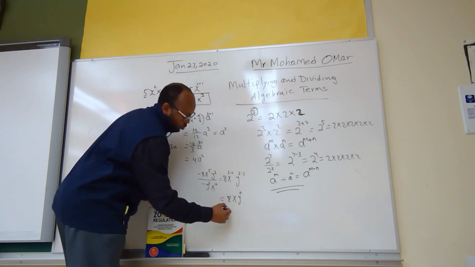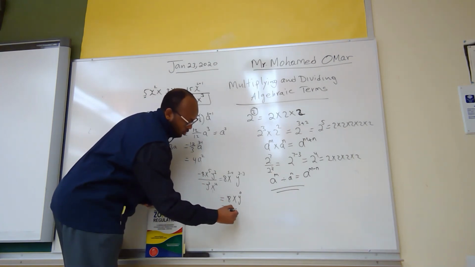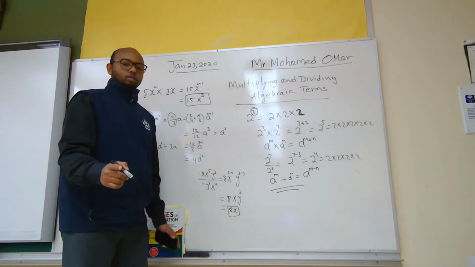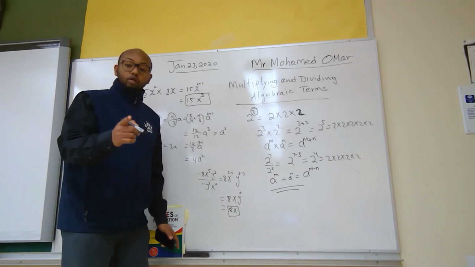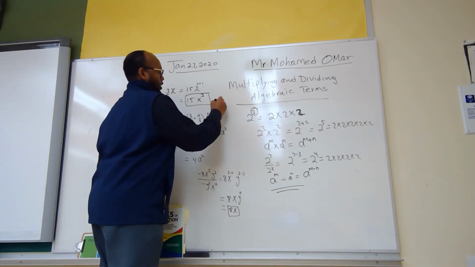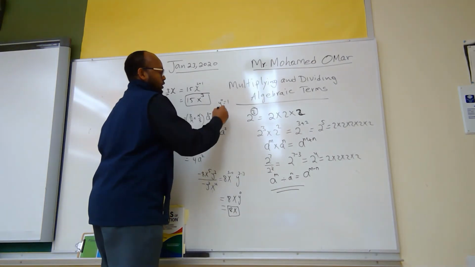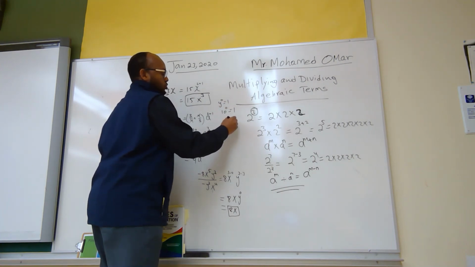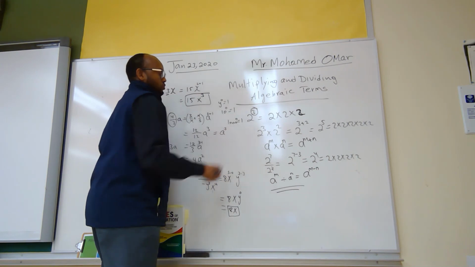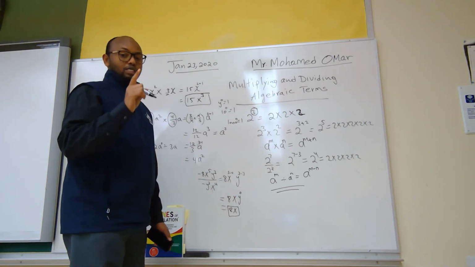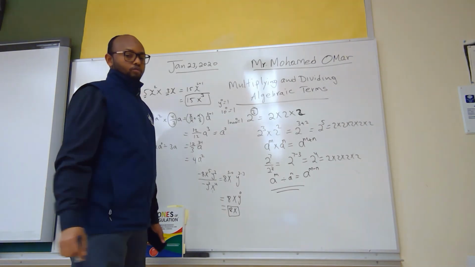So my answer will be 8x only, because any letter or number to the power 0 is equal to 1. So the formula is: a power 0 is equal to 1, 10 power 0 is equal to 1, 1000 power 0 is equal to 1. That's the formula. 1 times 8 is 8, because 1 is the identity of multiplication.